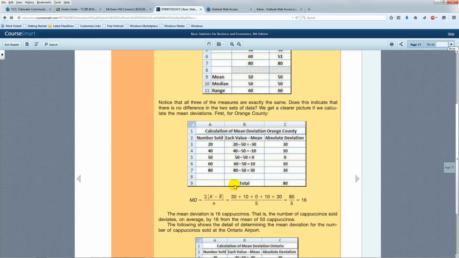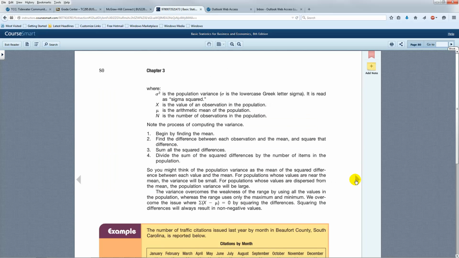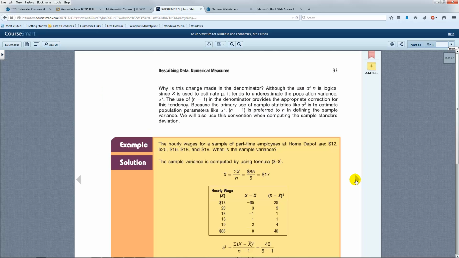Okay, give me just a second. I'm looking for the particular example that we're going to be encountering in the video.